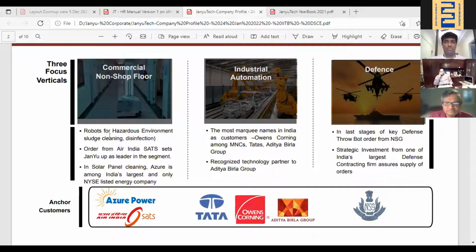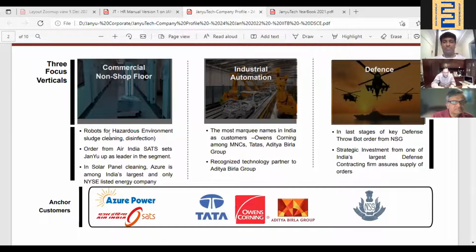Then we have industrial automation, where we provide turnkey robotic arm-based automation solutions for the process industry, manufacturing industry, metal industry, etc. And then we have defense as the category, where we provide systems for armed forces as well as DPSUs, defense public sector units.